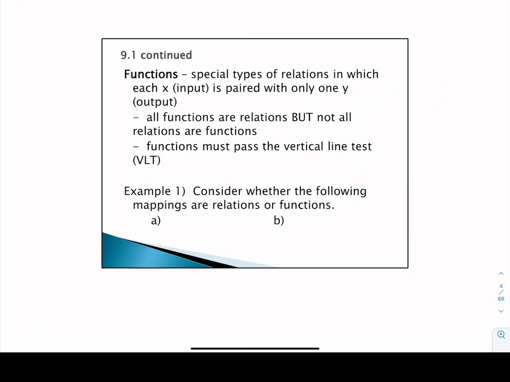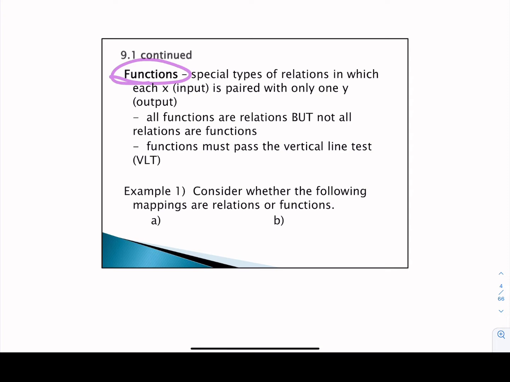So if relations are essentially relationships between x's and y's, or inputs and outputs, the definition of a function takes on a very specific meaning. We want to make sure that a function is defined as a special type of relationship in which every x or input value is paired with one and only one y value or one output value. So it's true to say that all functions are relations, but not every single relation is a function.